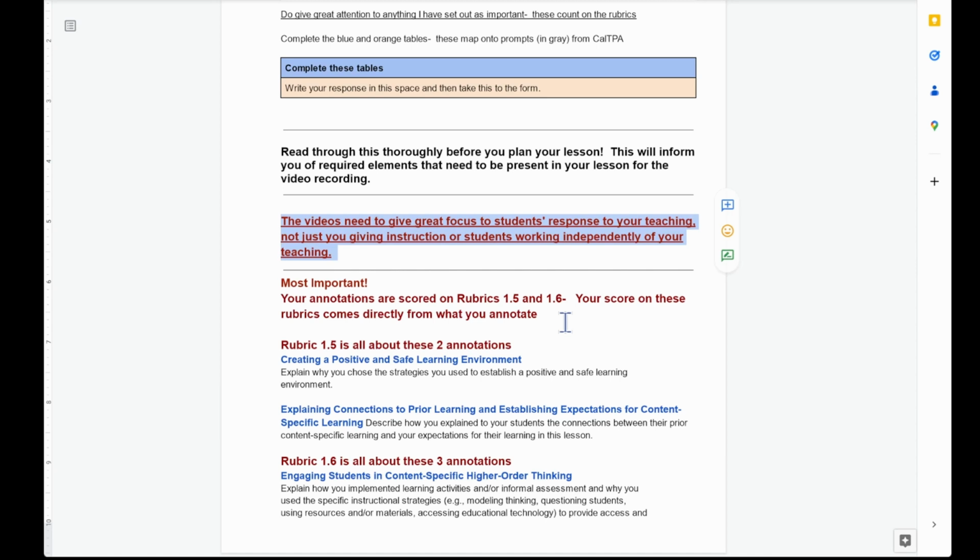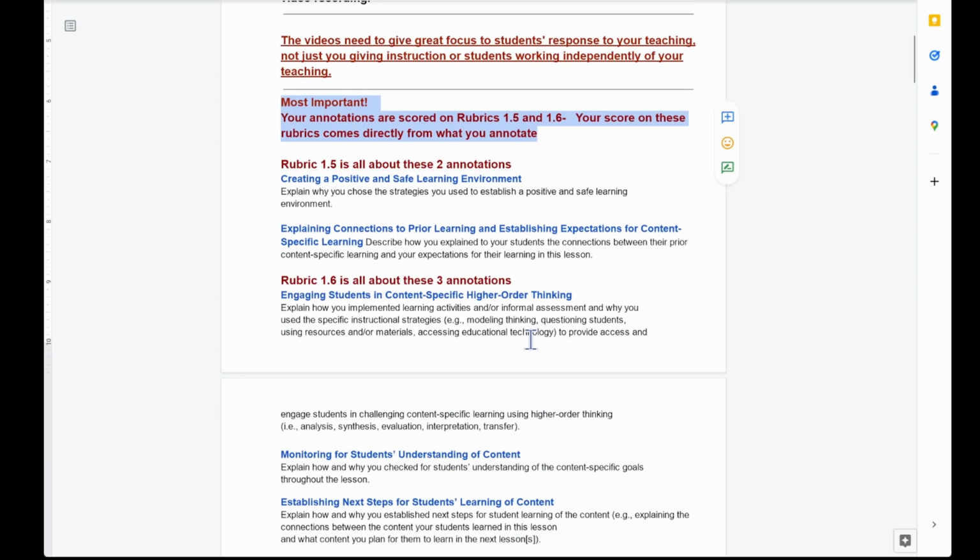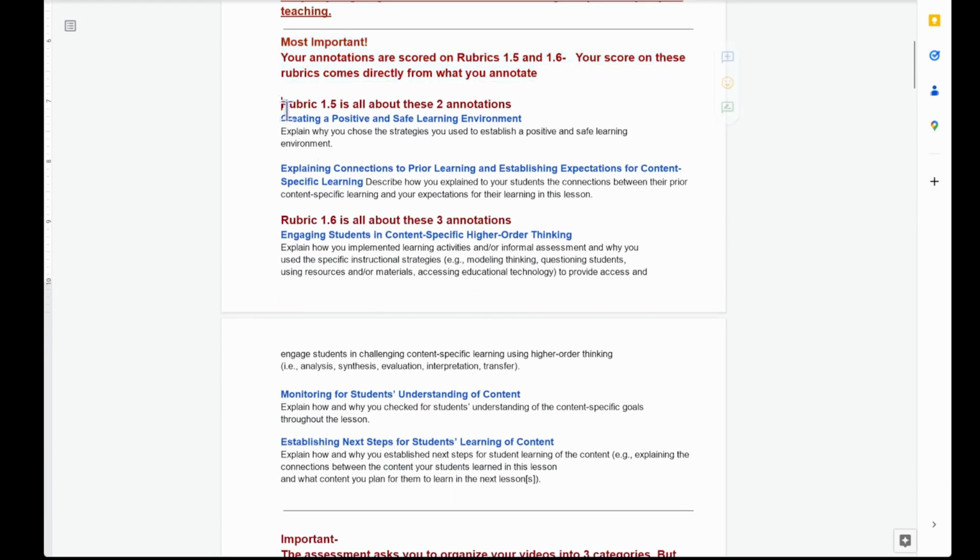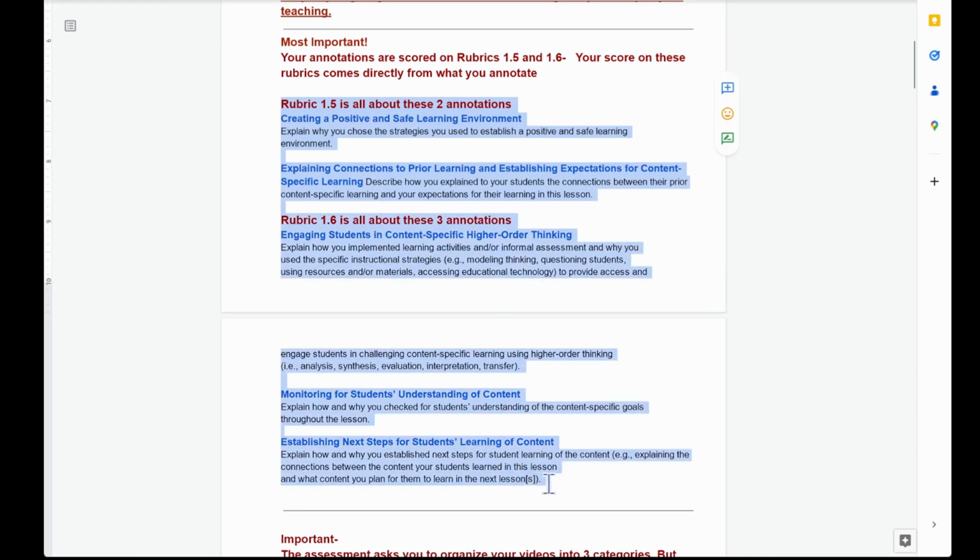So the videos need to be about the kids' response to your teaching, not just you doing teaching or them working independently. And these annotations will matter to Rubrics 1.5 and 1.6. So you need to annotate well. Your scores on those two come directly from your annotations. I set out the 5 annotations. The first rubric takes in the first 2. The second rubric, 1.6, takes in the other 3.